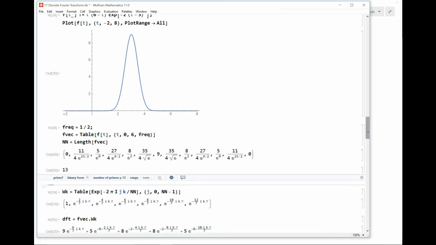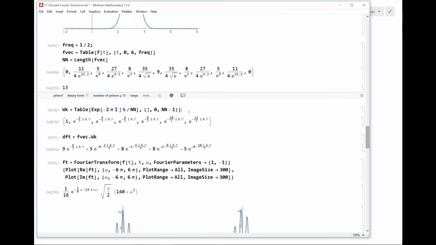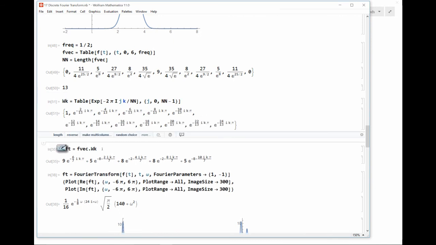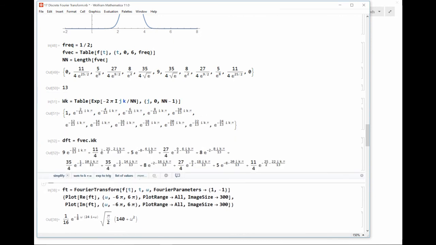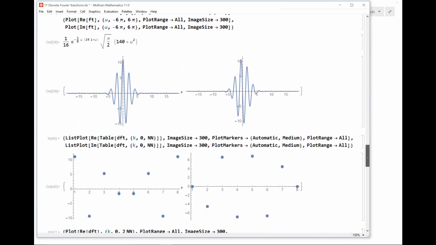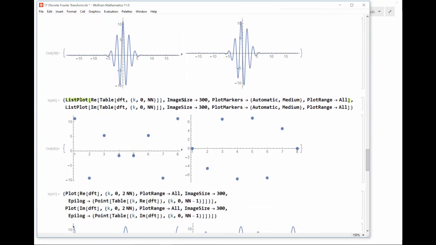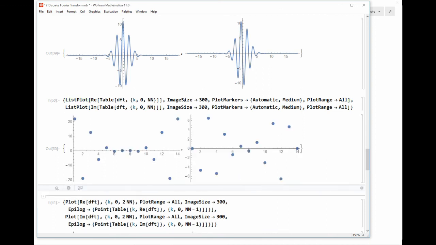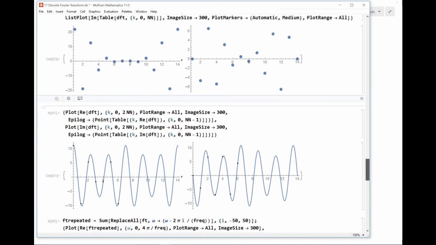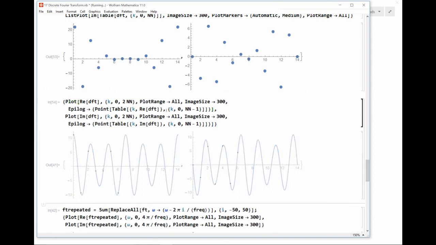So I get more samples, now 13 samples. I have to redefine WK, I have to recompute the discrete Fourier transform. The continuous Fourier transform is the same, so there is no need to recompute it. I can see I have more samples of my discrete Fourier transform.